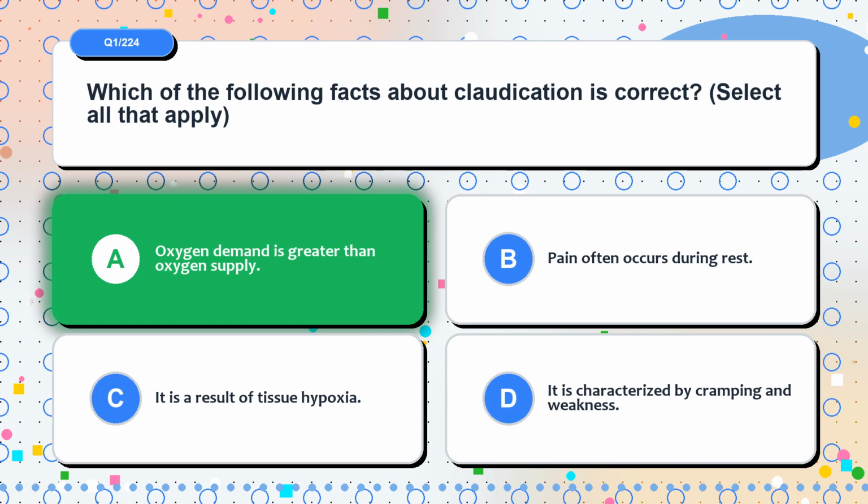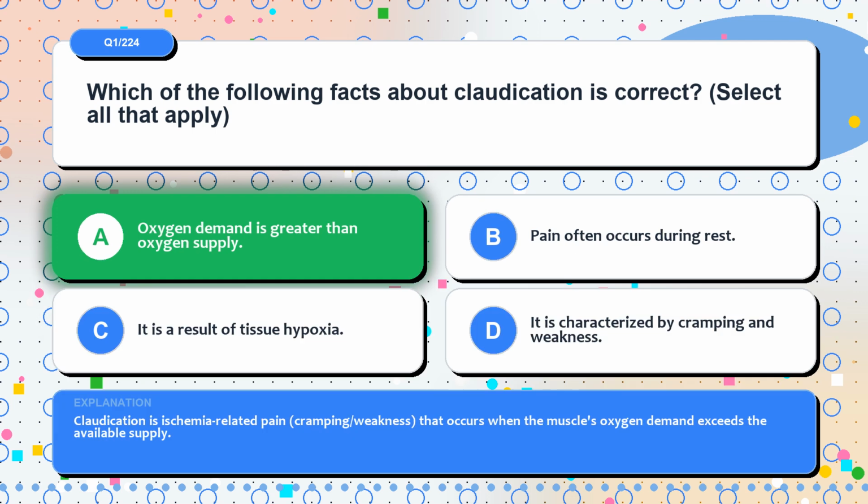The correct answer is option A. Oxygen demand is greater than oxygen supply. Claudication is ischemia-related pain, cramping, and weakness that occurs when the muscle's oxygen demand exceeds the available supply.